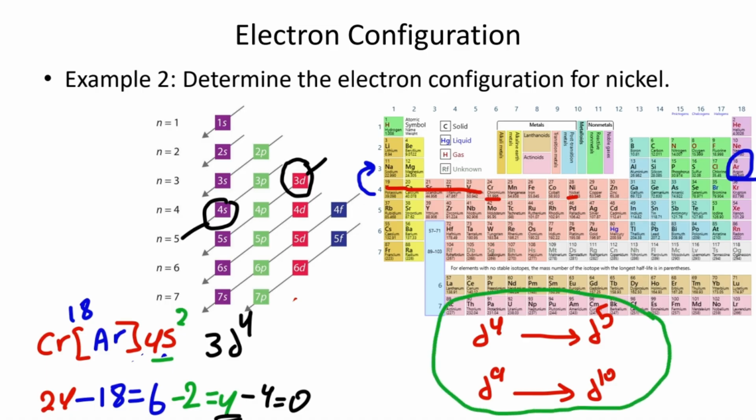It will take 1 electron from the previous S. So this S had 2 electrons, now it is only 1. And this D had 4 electrons, now it is 5. This is the electron configuration of the elements that end with D4 or D9. It will always take 1 electron from the previous S subshell.